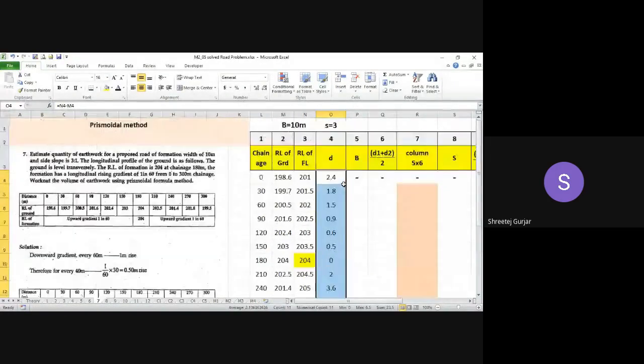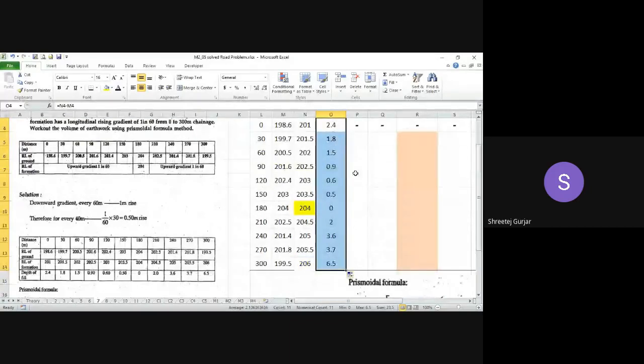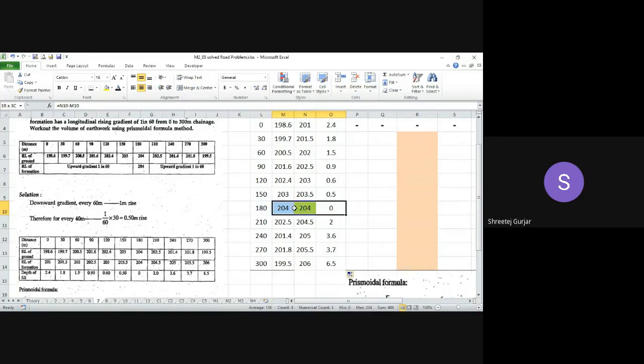Applicable for the whole thing. So you can observe all the values are positive. No cutting, all are in banking. You can also observe we have one 0 value over here, so no need of finding out X.